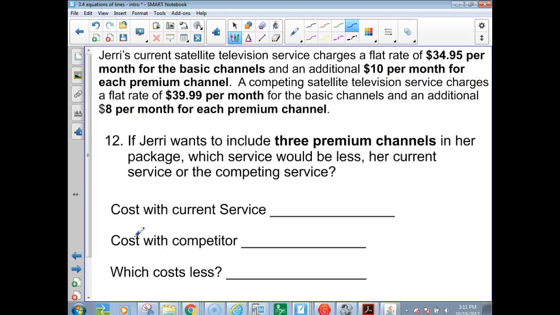Okay. Now, Jerry's current satellite service charges a flat rate of $34.95. We already have that. He wants to include 3 premium channels in their package. Which service would be less? Her current service or her competing? All right, so let's calculate the cost of 3 channels. So for the current service, you'd have to do $10 times 3 plus the $34.95. That's going to be $30 plus $34.95 or $64.95.